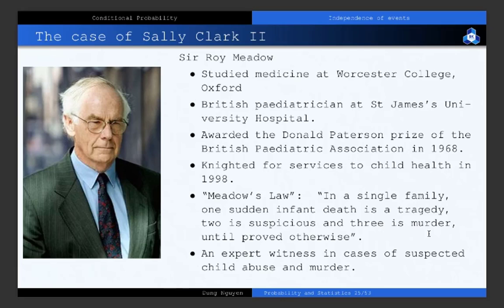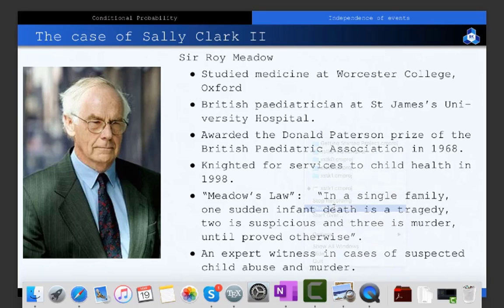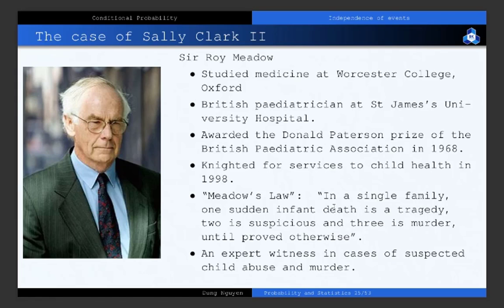What happened to her? In this case, Sir Roy Meadow was a professor and doctor in the UK. He was a British pediatrician at St. James University Hospital. So obviously, he was a very famous person, and he was an expert witness in cases of suspected child abuse and murder.